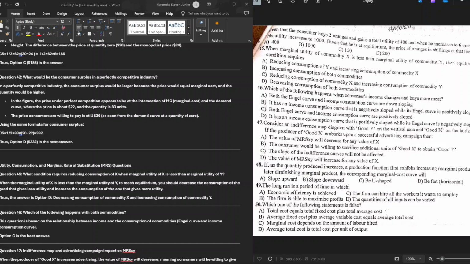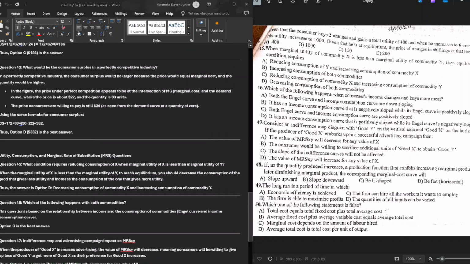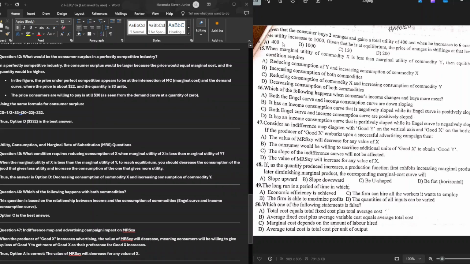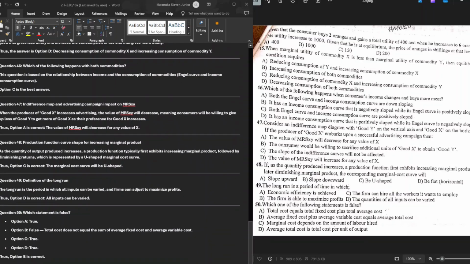And so when the marginal utility of... discussing this number, I think I didn't calculate it there. Okay, we'll do it down here, probably. So we see that when the demand is 2 oranges, the marginal utility is what? The gains total utility of 400. Okay, and then when the demand is 6 oranges, the marginal utility equals 1000.